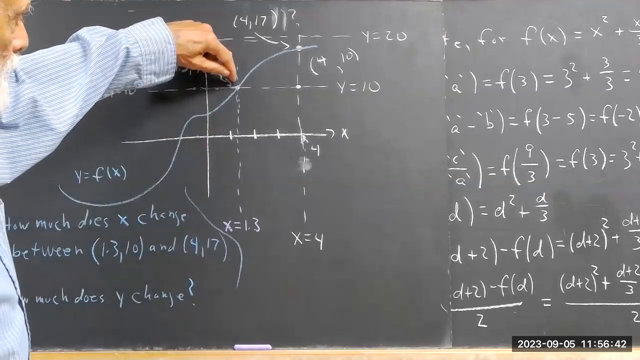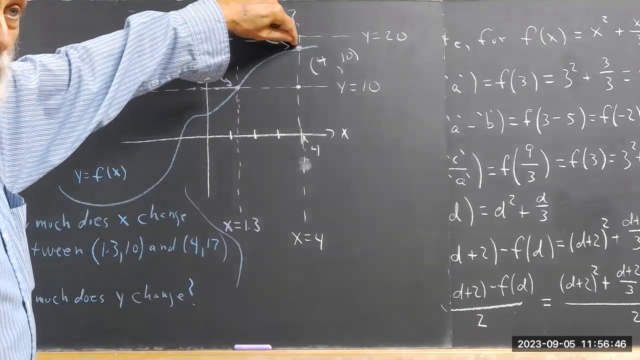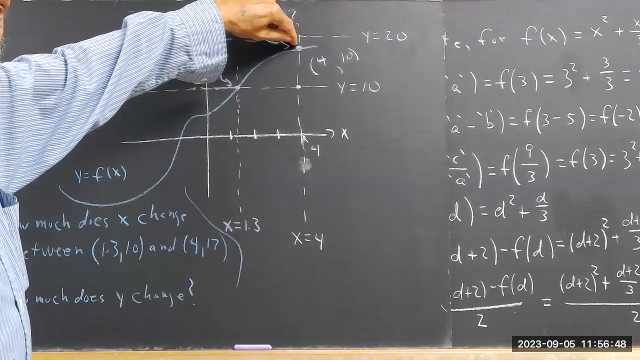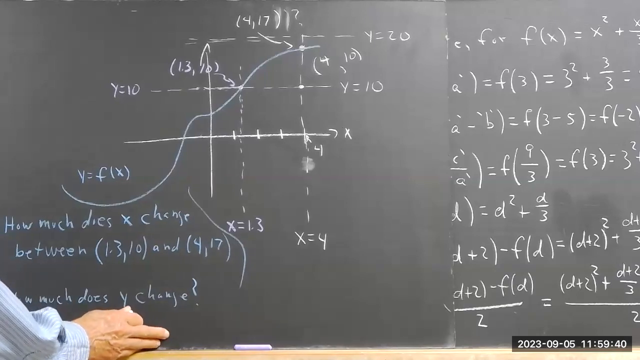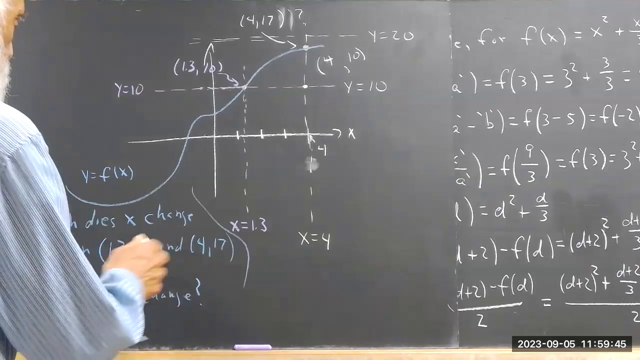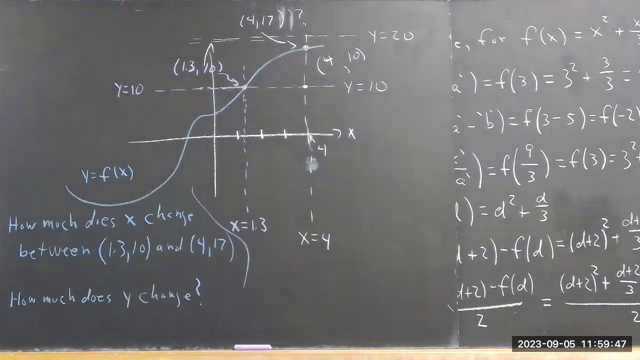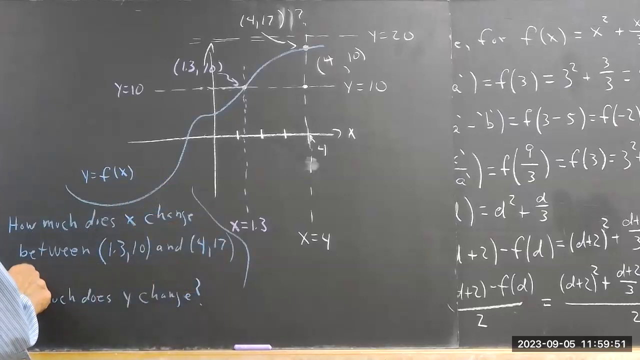The question is, what's the x value here? What's the x value here, and how much does that change? So the question is, how much does x change between 1.3 and 4?